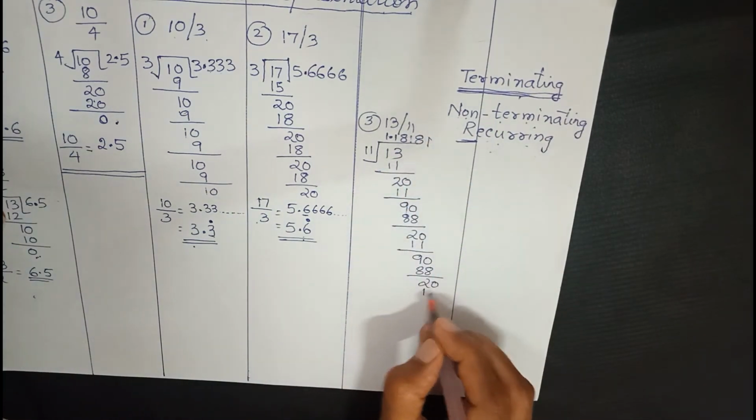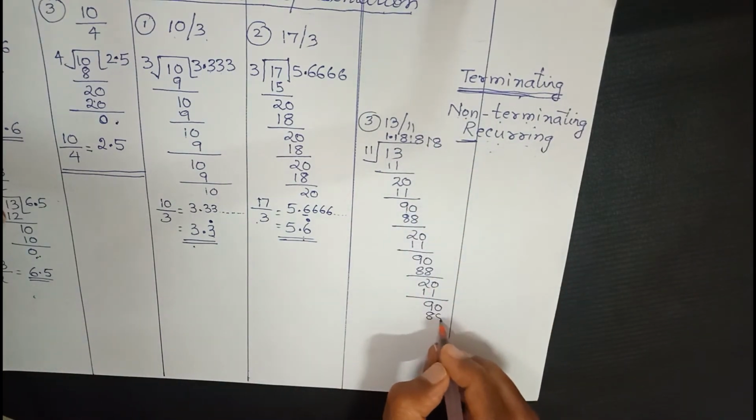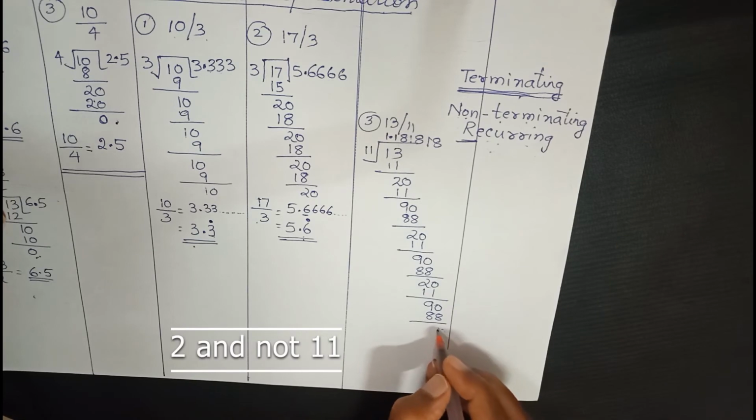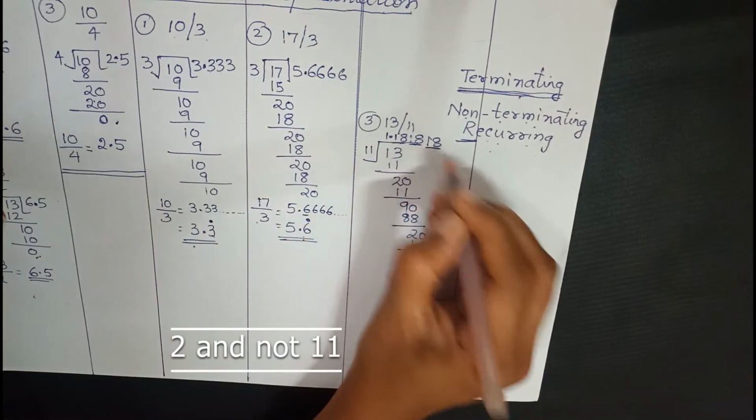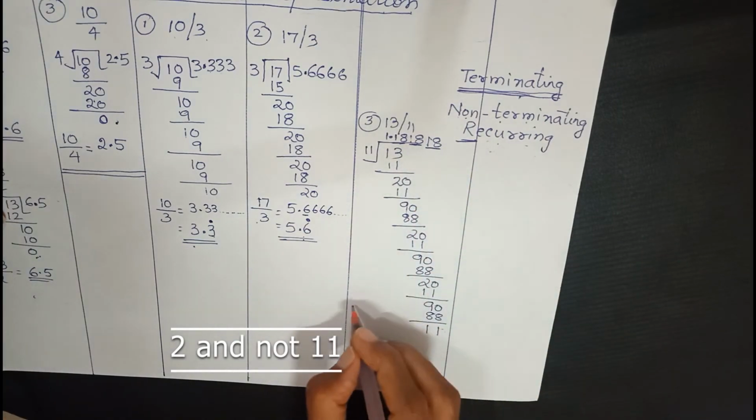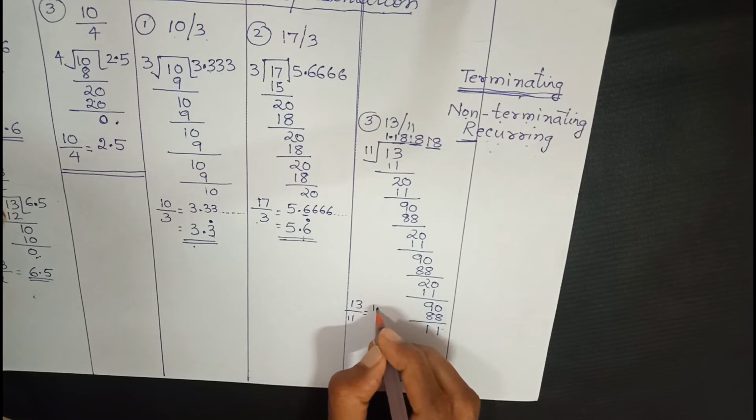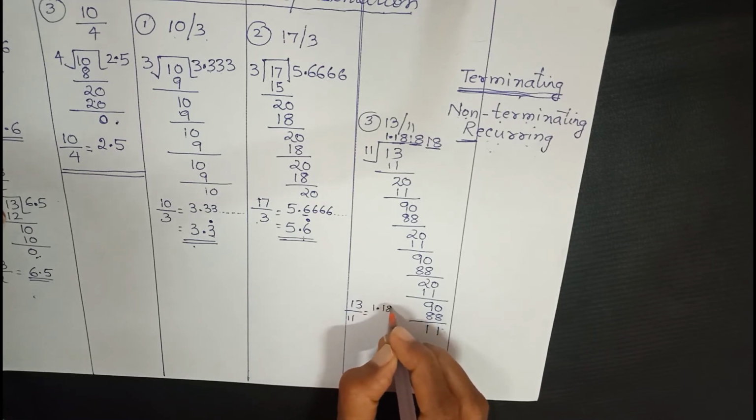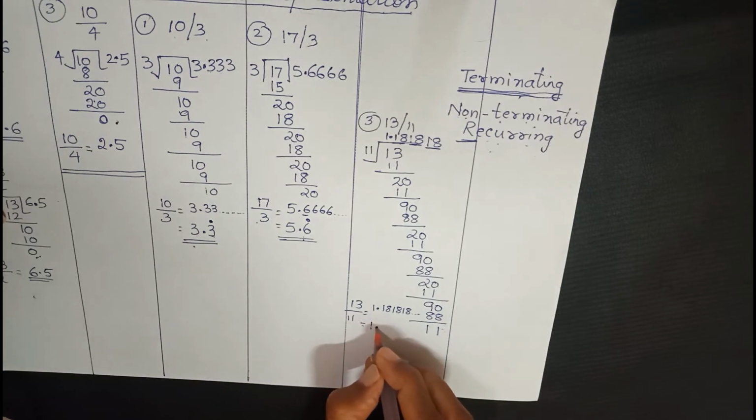Again 1. So again 8. So you can see this process will continue on and on. It will not stop. So you can see this number 181818 is keeping on repeating itself. So how do I represent this? It will become 1.181818 and so on. So this can be written as 1 point.